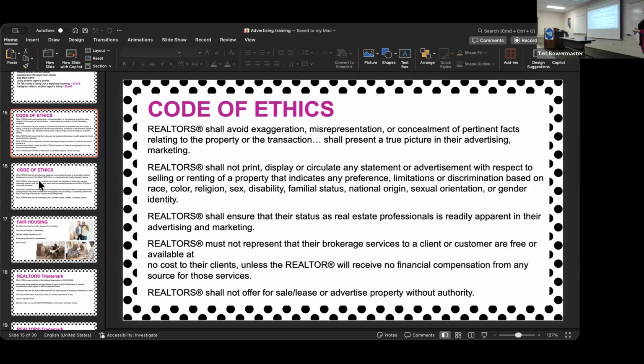Again, we have to ensure that our status is readily apparent in our advertising. We should not represent that our services are free to people unless it is truly free. That came about a while back, before the NAR settlement was boiling up. So no saying our stuff is free. And of course, no advertising without authority. Same thing as RELRA, kind of matching that, so knowing who's passes on our listing.